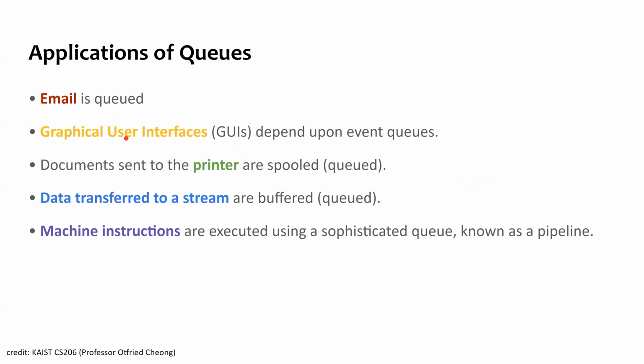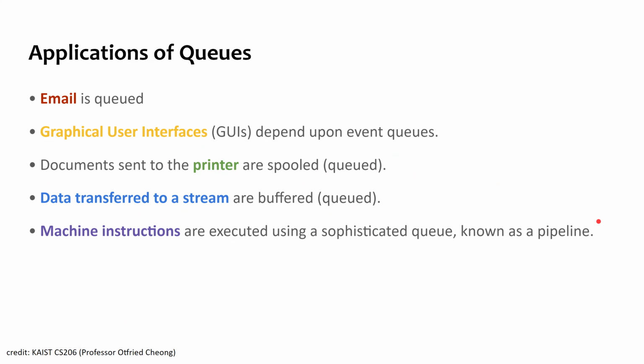And documents sent to the printer are spooled. Spooled means queued. Sometimes you might have seen the spooling error from your printer. That is because the queue is mixed up. And data transferred to a stream are buffered, and buffered means the data you sent is queued. So the first thing you sent will get to the destination first. And machine instructions are executed using a sophisticated queue known as a pipeline. We're going to see this concept in computer architecture or computer systems courses.